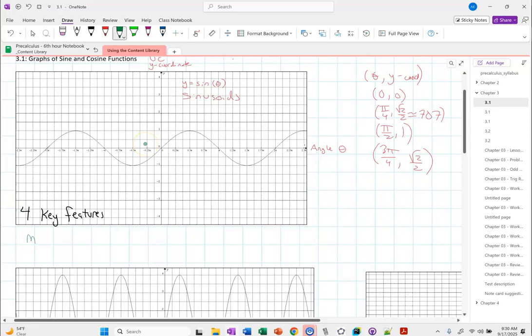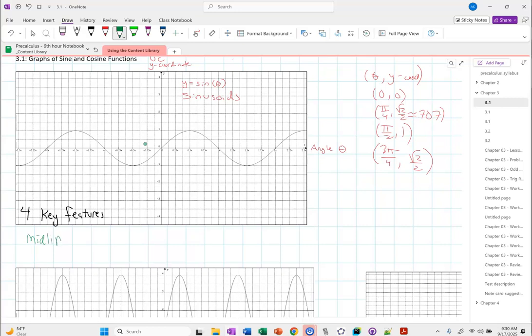So the first key feature we're going to talk about is called the midline. The midline is going to be a horizontal line that divides the graph evenly above and below the line. So it just cuts it in half vertically. Everybody's okay with that? So if I look at this graph, what horizontal line is going to divide this graph so I have the same amount of graph above it as below it? X equals 0. Oh, you mean y equals 0? Yep. The x-axis.